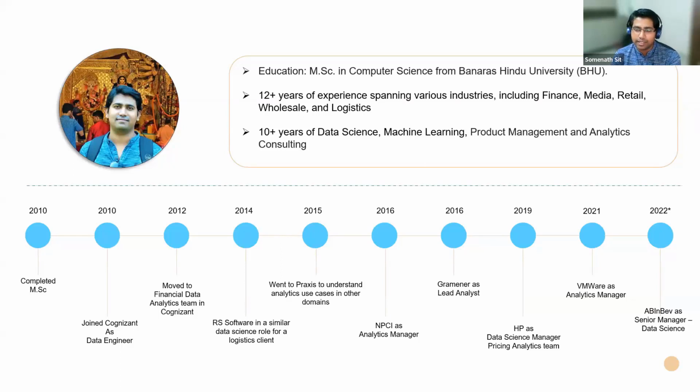I was thinking that I was working only in the BFSI domain, and I wanted to know how analytics works in other domains as well. At that time, Praxis was offering business analytics courses, so I did the full-time education to understand how businesses in other domains work. Then I worked at NPCI, Gramener, HP, VMware, and currently I'm working at AB InBev. If you don't know about AB InBev, it is a beer company. You have probably heard of Budweiser beer; the parent company is AB InBev.